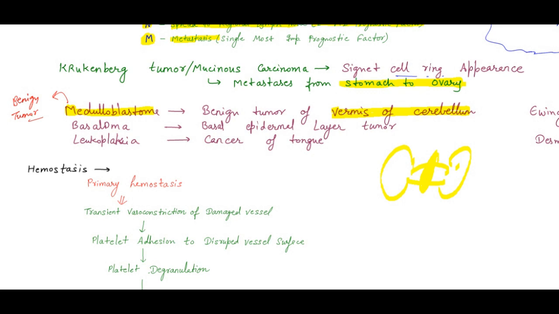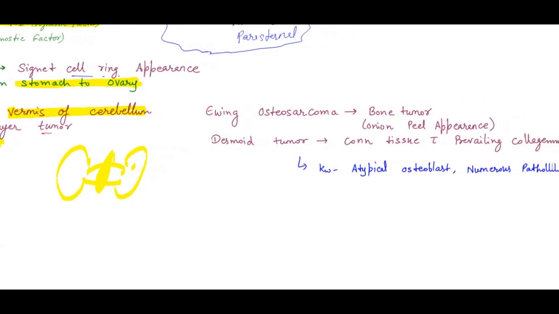Then basalioma. Basalioma means a tumor of the basal epidermal layer. And leukoplakia. These are mainly dentistry questions. What is leukoplakia? That is a cancer of the tongue. Then we discuss osteosarcoma.